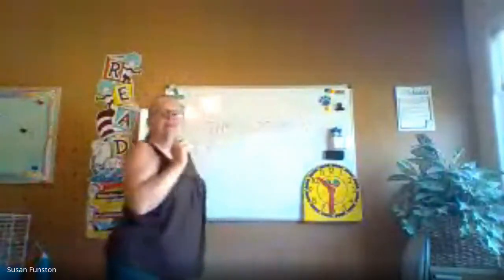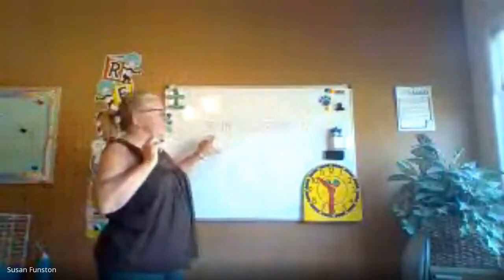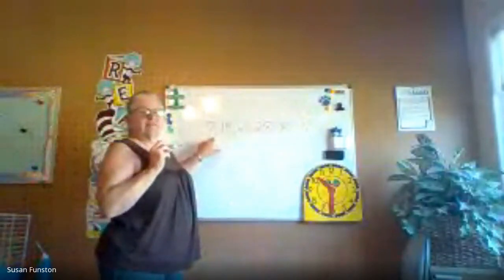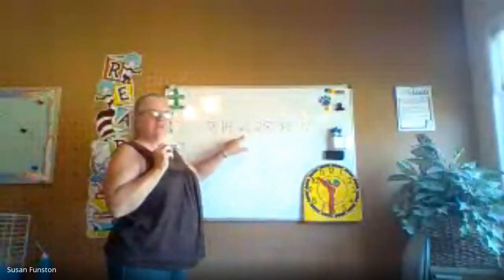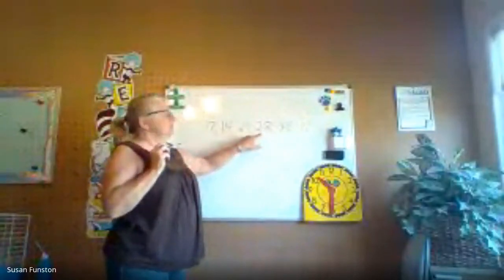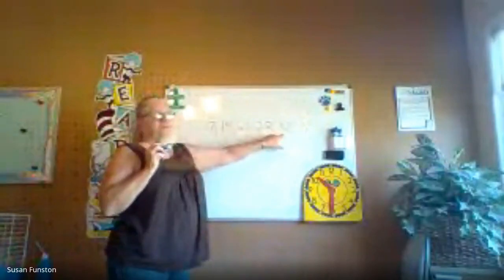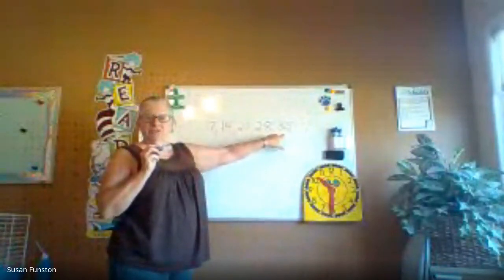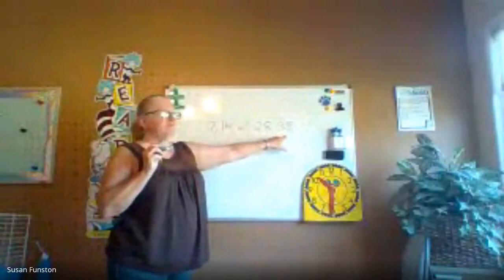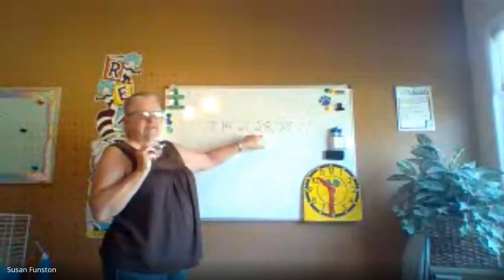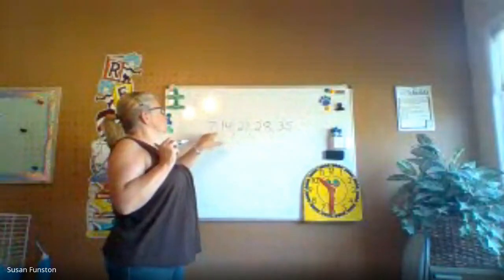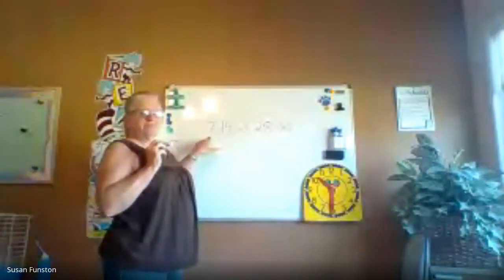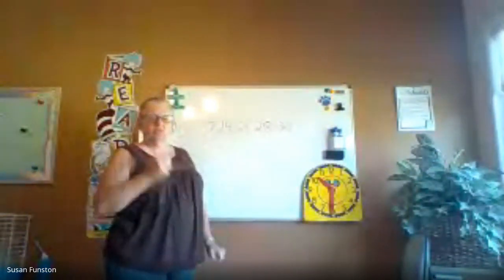Okay, let's count together by sevens. Ready? Go. 7, 14, 21, 28, 35. How about backwards? 35, 28, 21, 14, 7. Okay, ready to count along with me, watching my thumbs?